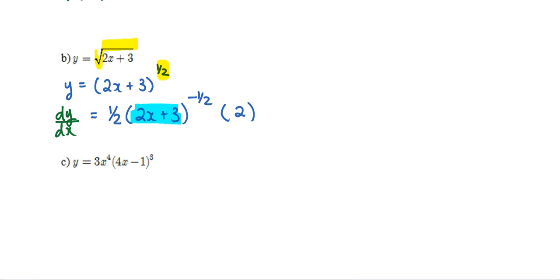Okay, and now it's generally good practice to simplify this problem as much as possible. So if I highlight this 2 right here in yellow and this 2 here in the denominator, those 2 will cancel out. And this will simply give you 1 over the square root of 2x + 3. Okay, so that's your final answer for that problem. I'm just changing this negative 1/2 exponent into a radical in the denominator.